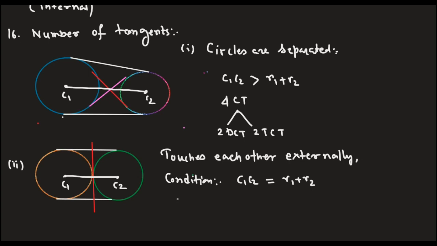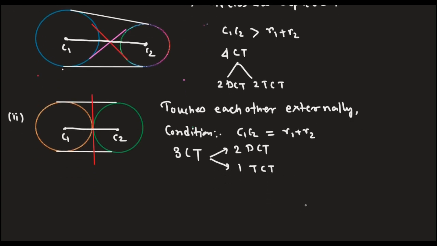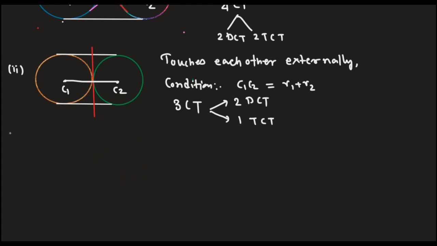Now third one, we can also say how many tangents are there. So 3 common tangents are there, out of which 2 are DCT and one is TCT. Third condition may happen that 2 circles are intersecting. Then what will happen? So now we are taking the 2 circles which are intersecting circles.